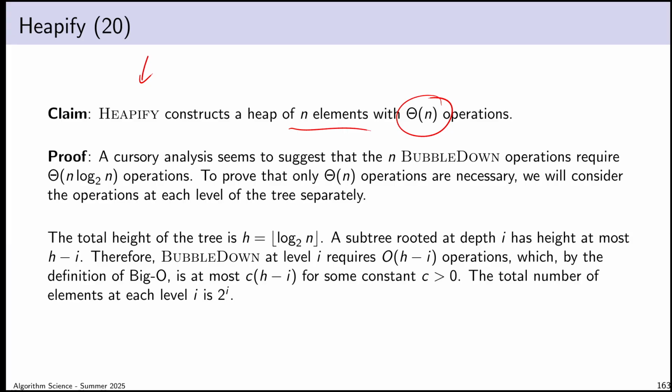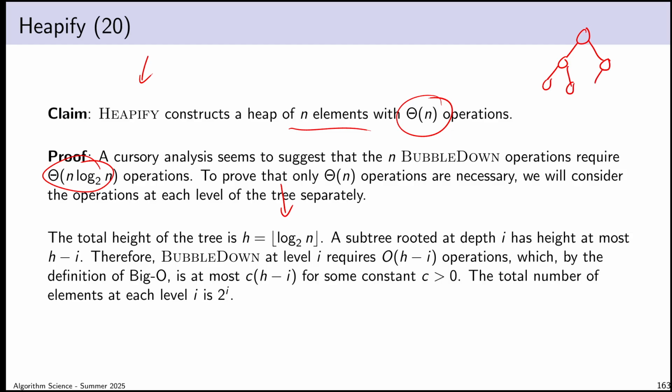As I pointed out, it does feel like, since the bubble down operation requires big theta of h, and the height of the eventual tree is log n, that I should need n log n operations. But again, we can exploit the fact that most of those bubble down operations, more than half of them, are done on very, very small trees. So what do we know? Well, the total height of the tree when I'm done is log base 2 of n. If I look at a subtree rooted at a particular depth, we have to talk about h minus i, so a diagram might be helpful here.